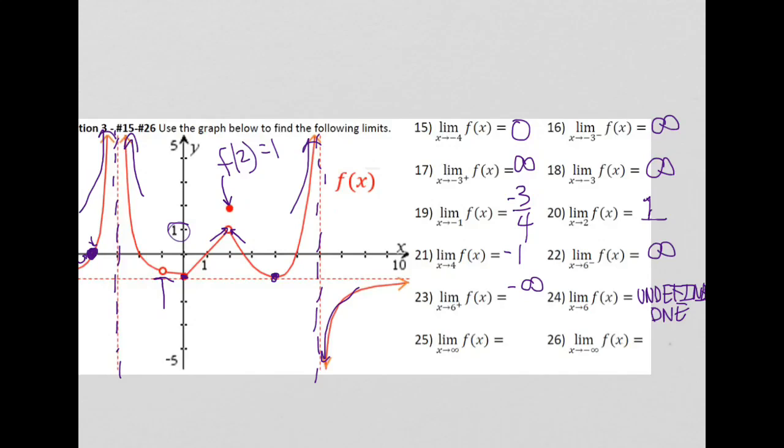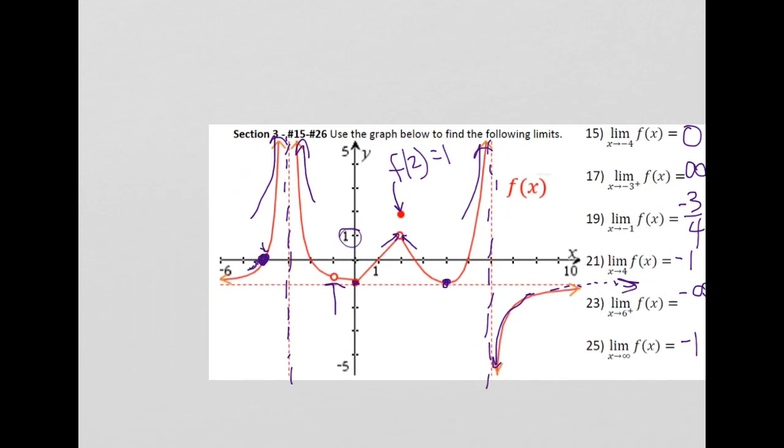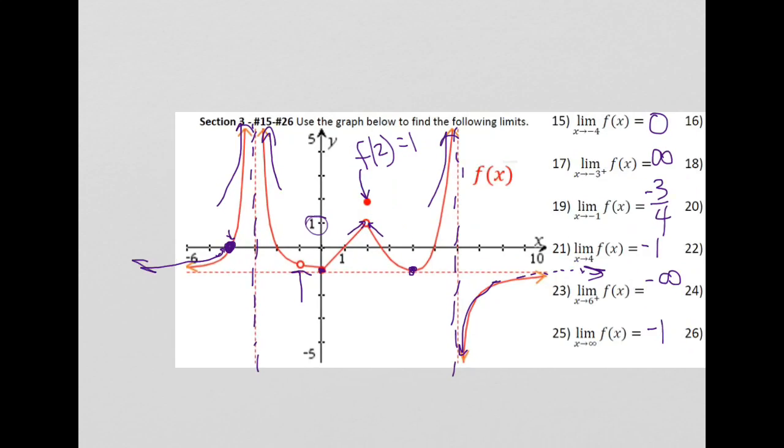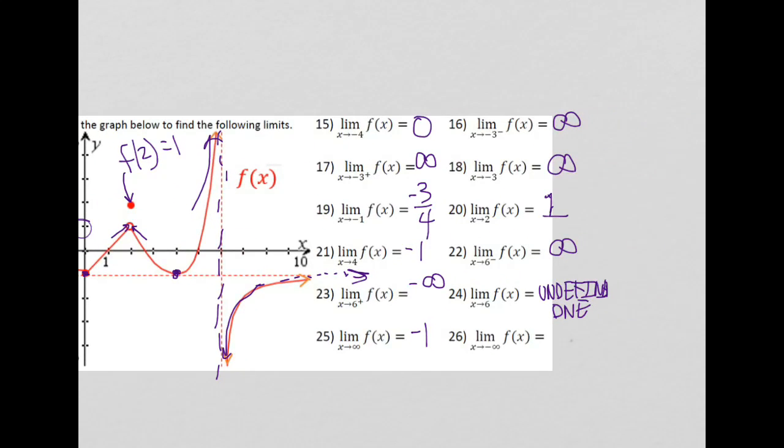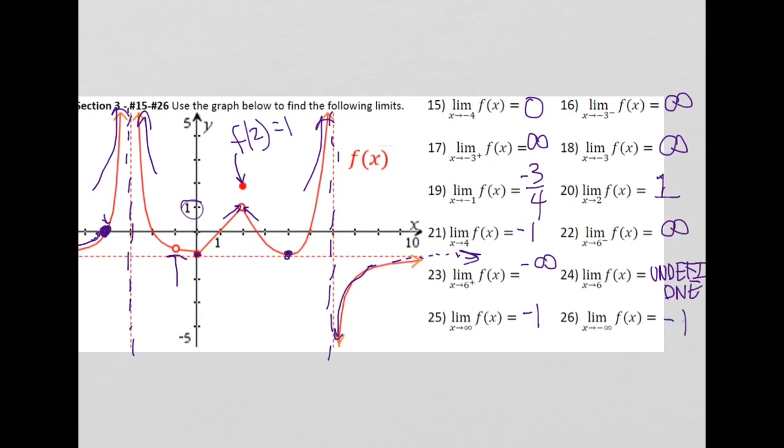And finally, limit of this function as x goes to infinity. Well, we are being told that we have that asymptote there at -1 that it's leveling out to. And the same situation over here as we get to negative x values. So -1 for both of those. And, well, we're done.